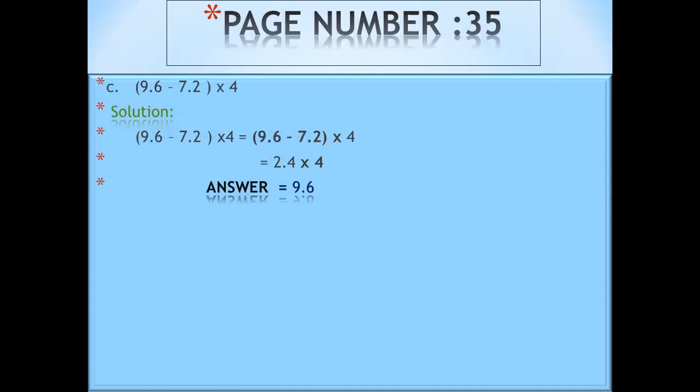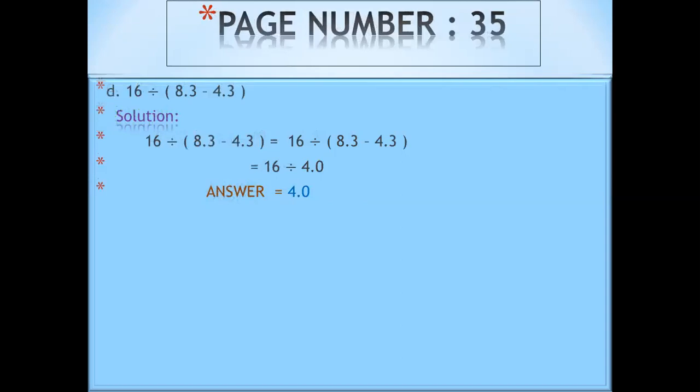Come to the part C. 9.6 minus 7.2 multiplied by 4. Within the brackets, subtraction operation is given. So we subtract the numbers 9.6 and 7.2. 2.4 will be the answer, and after multiplying 2.4 and 4, the answer becomes 9.6.